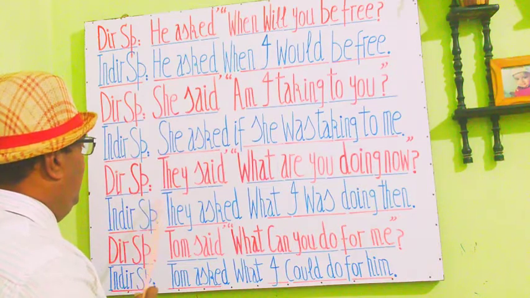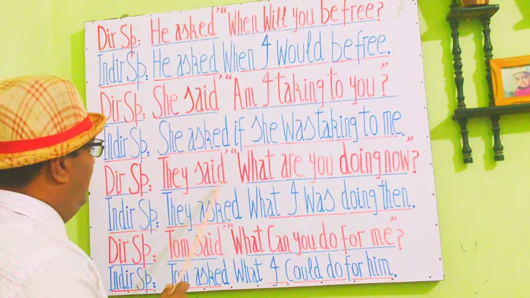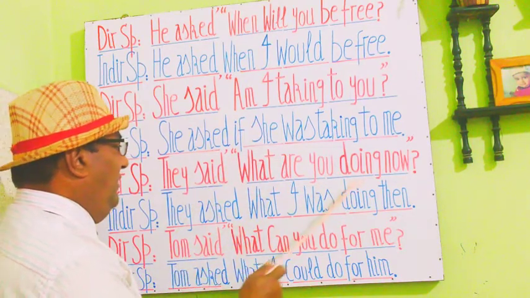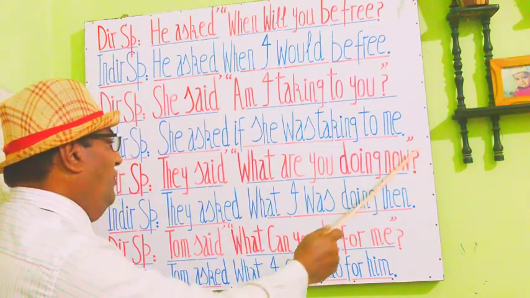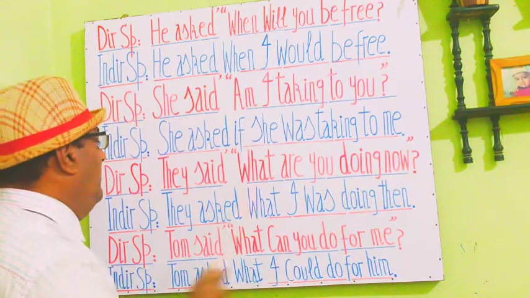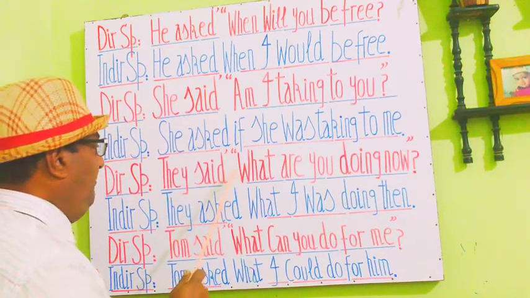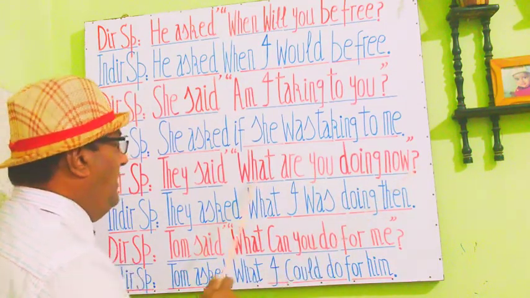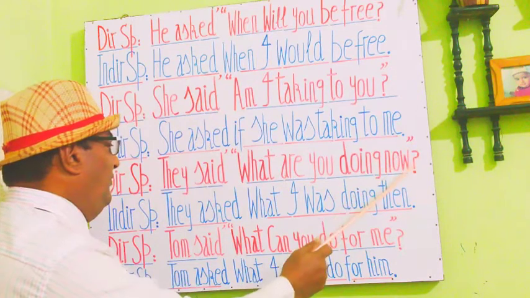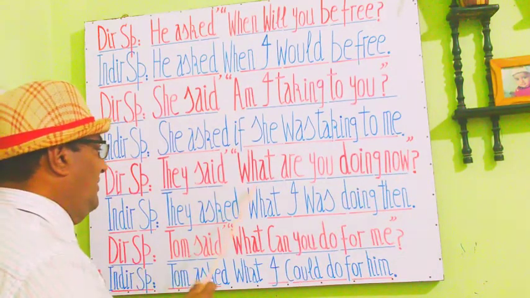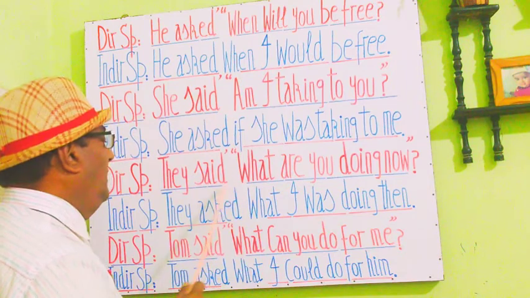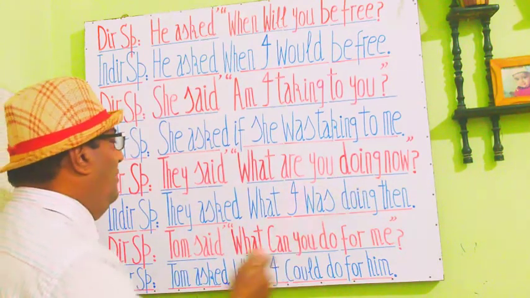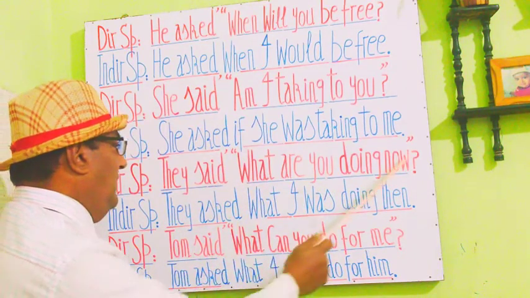See here, the next speech is: they said, "What are you doing now?" with a closing interrogative sign. This is also a question, a questionary statement, an inquiry. This is also a query. They ask, what are you doing now?